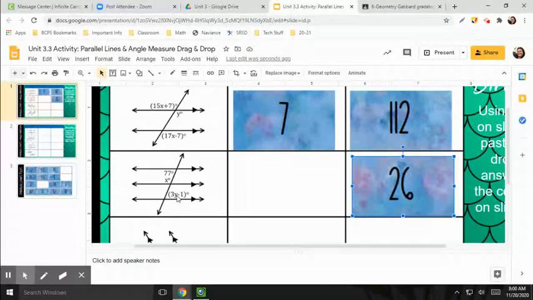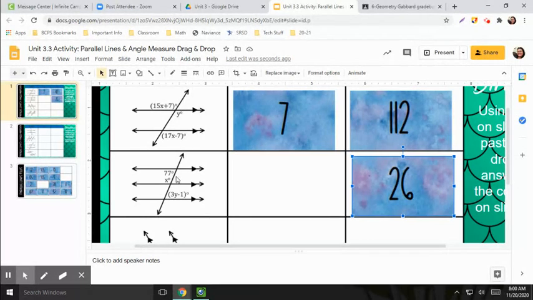So we need to figure out how we're going to solve for this. So this is an obtuse angle. And we know that if we add an acute angle and an obtuse angle together, we're going to get 180 degrees. So we can go ahead and say that 77 plus x is going to equal 180 degrees.